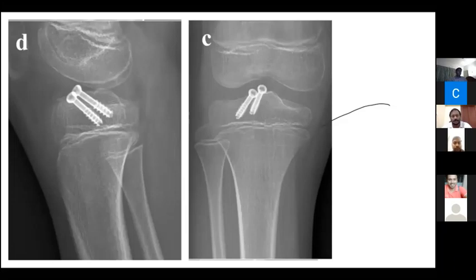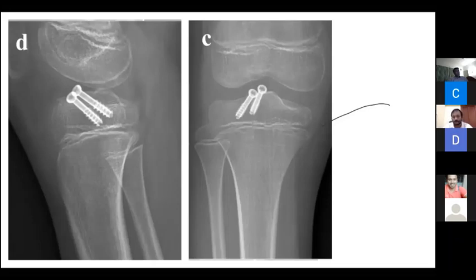What is being used? It's a partially threaded cancellous screw, two partially threaded cancellous screws have been used, and it's intra-articular. Where do you think they approached this from? How did they insert it there? Maybe they have gone through the open approach, open parapatellar. Very much possible that they have gone through the open approach. They might have done a medial parapatellar approach and exposed the fracture fragment and then put this.